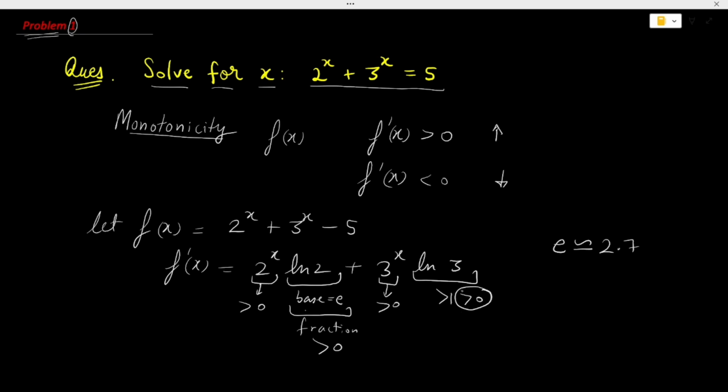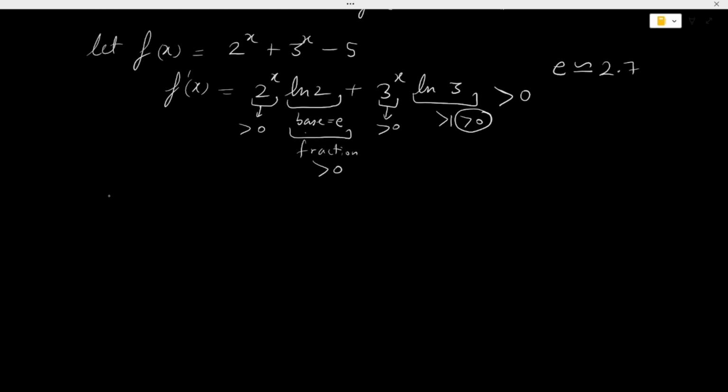So yeah, the whole of this term is strictly greater than 0. So yeah, this will always be greater than 0. So this means that this function f of x is always increasing.